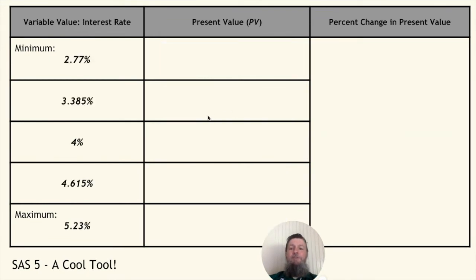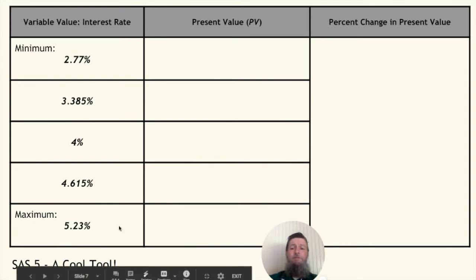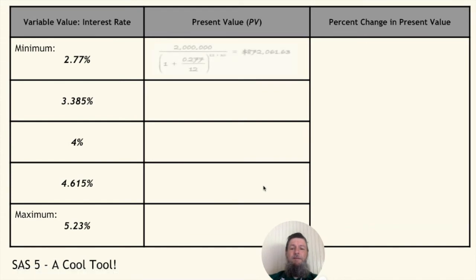How about the interest rate? So we go from a minimum of 2.77 to a maximum of 5.23. Let's look at the present value and how that is affected by the change in the variable. Notice that we're going with monthly. That's what the 12 is there. 30 is the average of the number of years that each investment is held. 12 is the average monthly number of compounding periods that each investment holds.